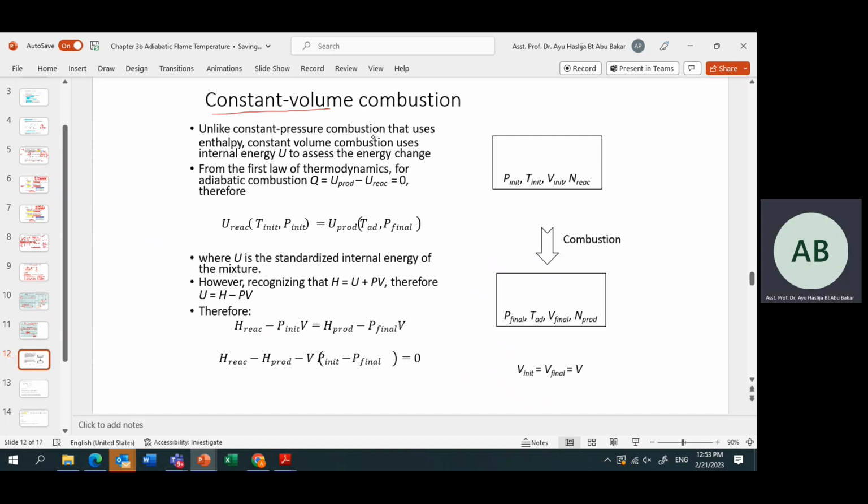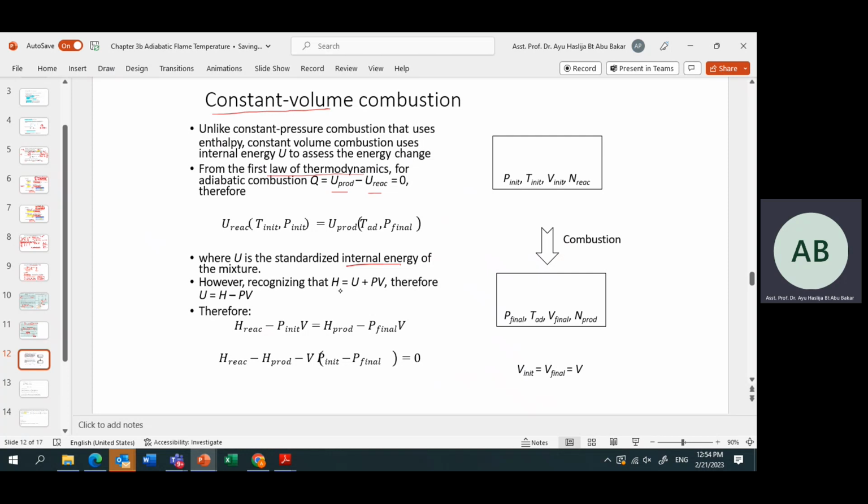where it involves, from the first law of thermodynamics, we know that Q is equivalent to U product minus U reactant. What is U over here? What does it mean by the U? H is enthalpy, U is internal energy. Okay, in thermodynamics, U is internal energy.